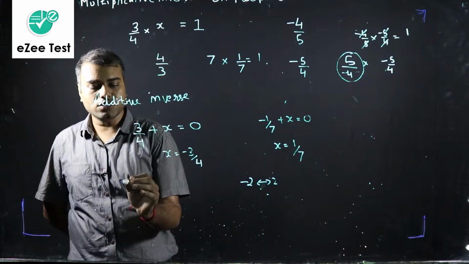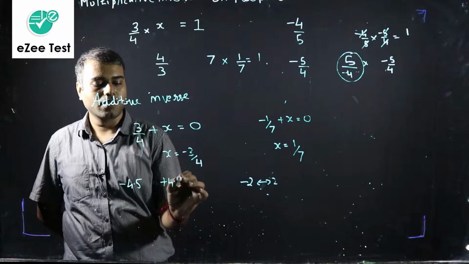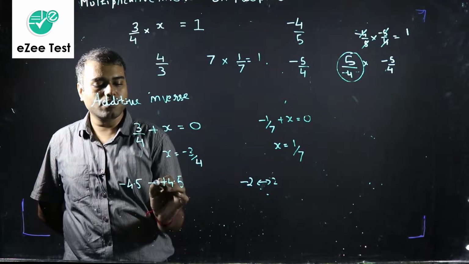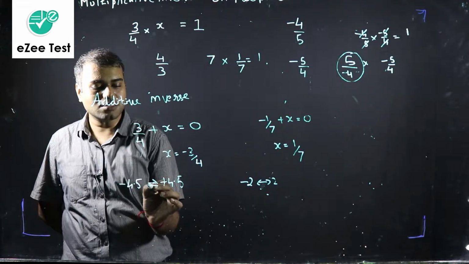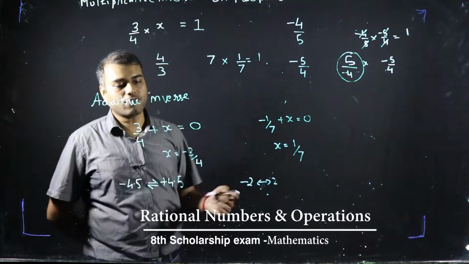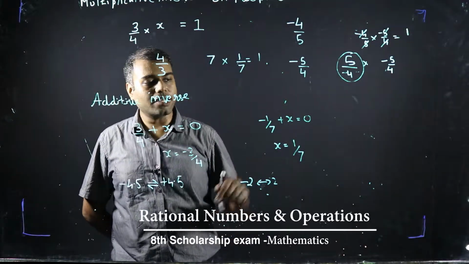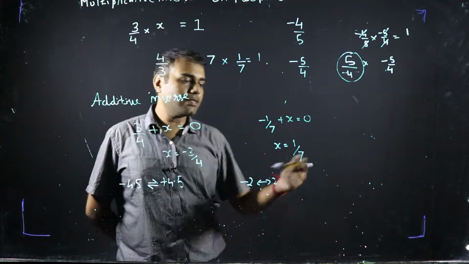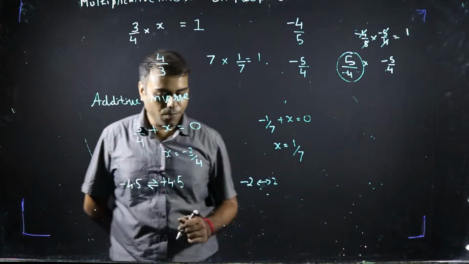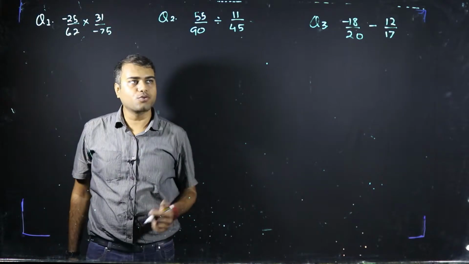What is the additive inverse of -4.5? It is +4.5. What is the additive inverse of +4.5? It is -4.5. So it goes both ways. You have to just add a minus sign in front of the number whose additive inverse you want to find out, and that will be the answer. I hope all of you have understood this. Now let's move on to doing some questions.